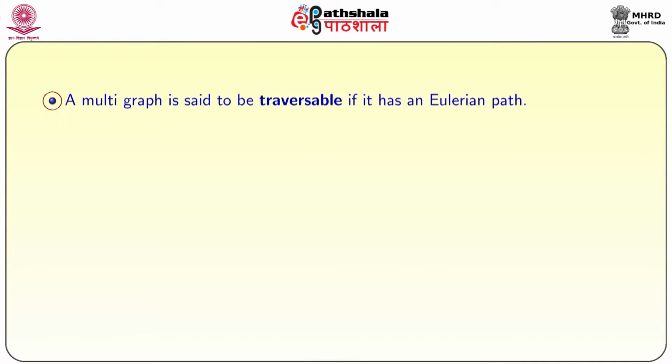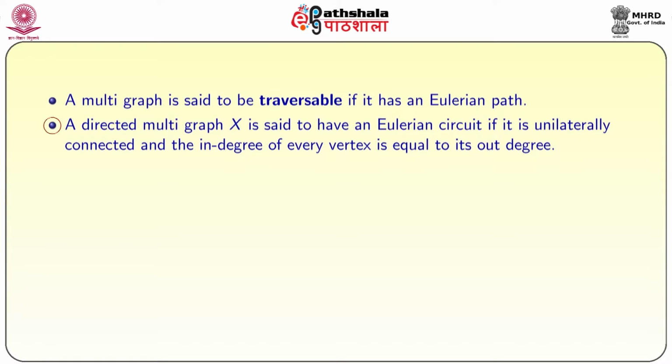Now, a multigraph is said to be traversable if it has a Eulerian path. A directed multigraph X is said to have an Eulerian circuit if it is unilaterally connected and the in degree of every vertex is equal to its out degree. So, this is about Eulerian circuits in directed graphs.